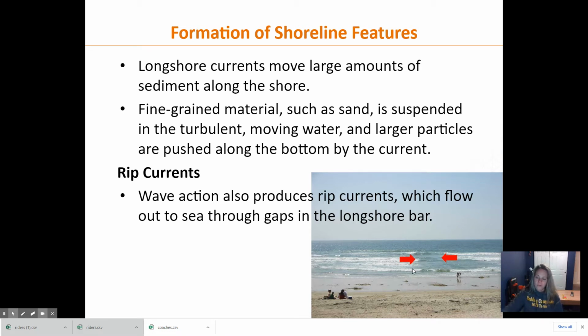So what happens if you ever find yourself in that situation? Let's say you're at the ocean and you find yourself all of a sudden way out here past the breakers. The best thing to do is to swim parallel to the shore. So let's say you're out here, swim parallel to the shore, and then swim back. When you see waves happening, try to swim in with the waves. If you try to swim against the current, you're going to lose. So just swim down a little ways and then back in.